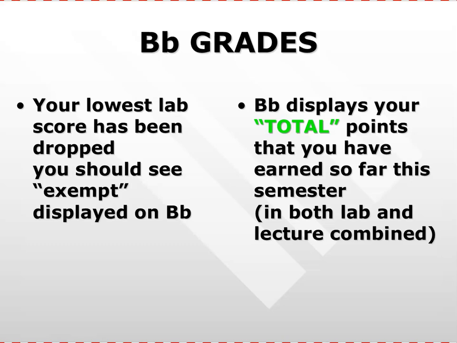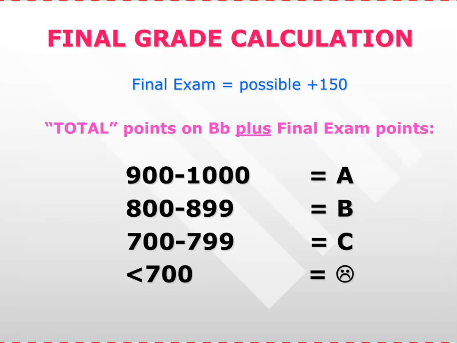If we add everything together, everything we've done in lab, all the points from lab, all the points from lecture, we get what we call the total. That is displayed on Blackboard. I'm going to be referencing that number, and you need that number in order to calculate your overall average. And here's how it works. The final exam, the last thing to finish out the semester, is worth 150 points. A normal lecture exam throughout the semester has been 100. The final exam is worth 150.